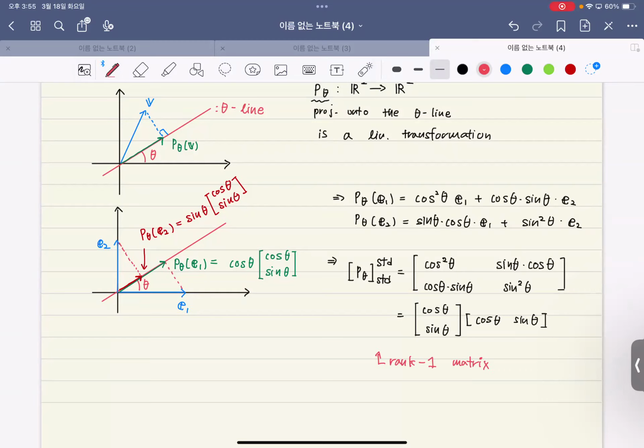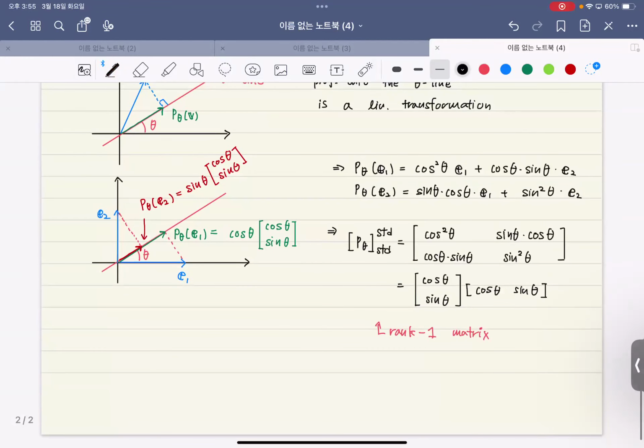Therefore, it doesn't have any inverse. Because of that, the projection is not an invertible linear transformation. So the first observation is that the projection is not invertible. In other words, you cannot find an inverse function of P theta, which is very obvious. Clearly, P theta is not a one-to-one function. Right?